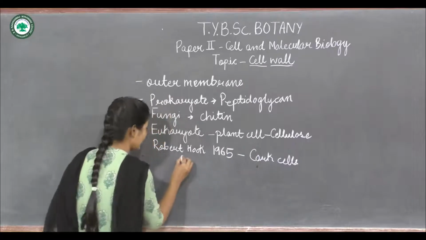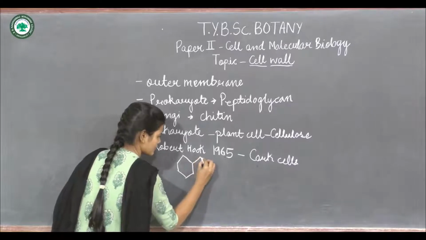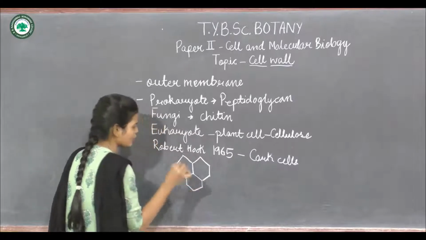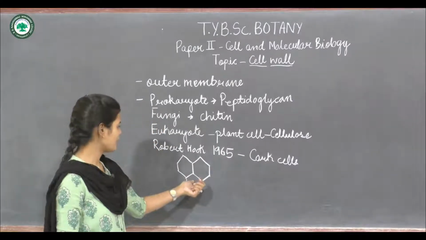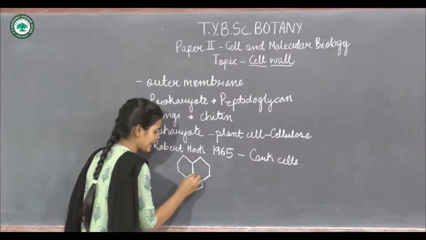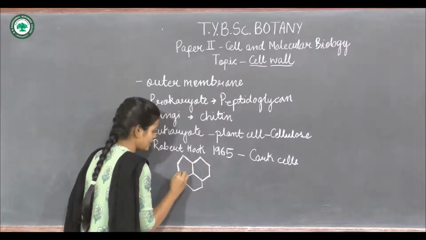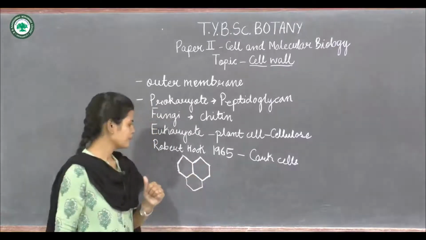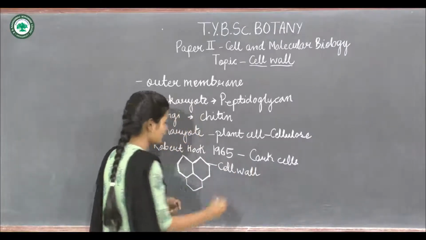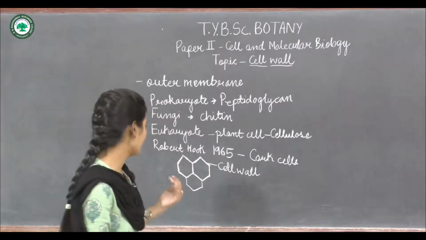It was seen like this. Robert Hooke saw these structures. These are the cork cells, and he saw hexagonal structures, and this outer layer is a thickened structure. So, this is the cell wall. Robert Hooke was the first to observe the cell wall.